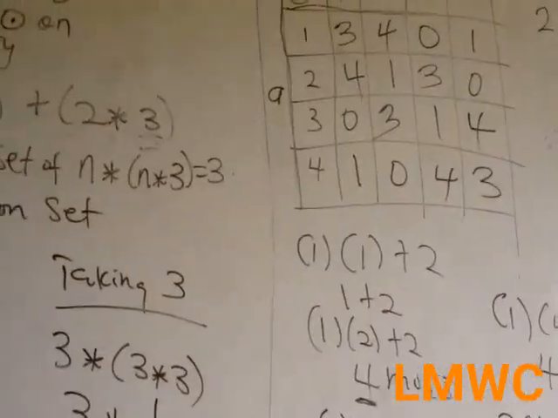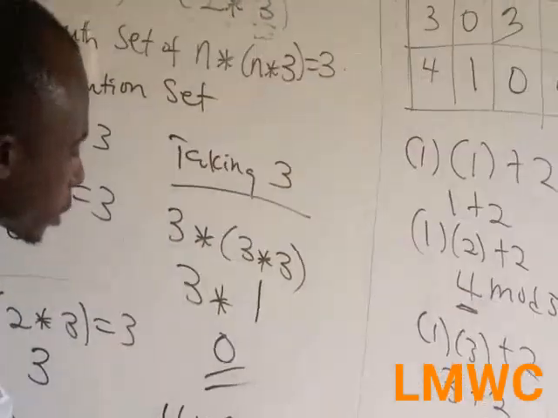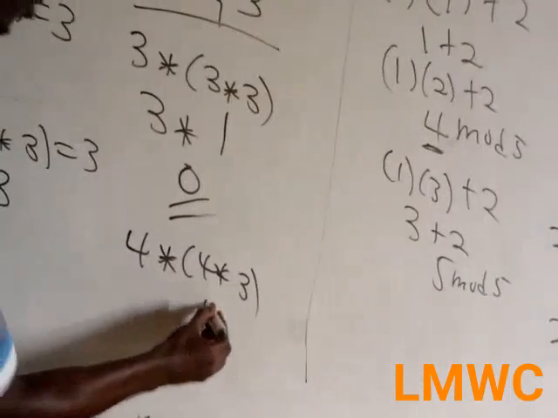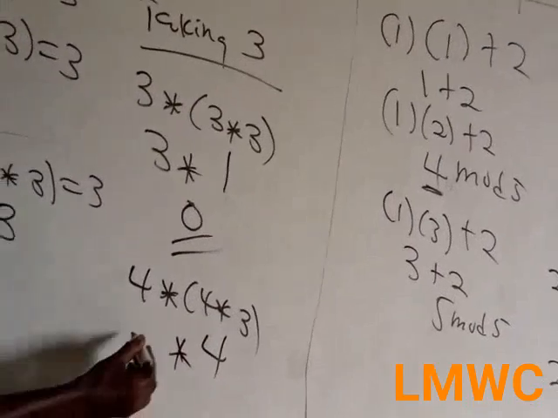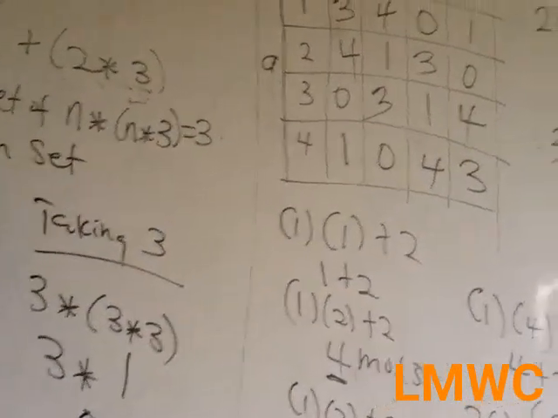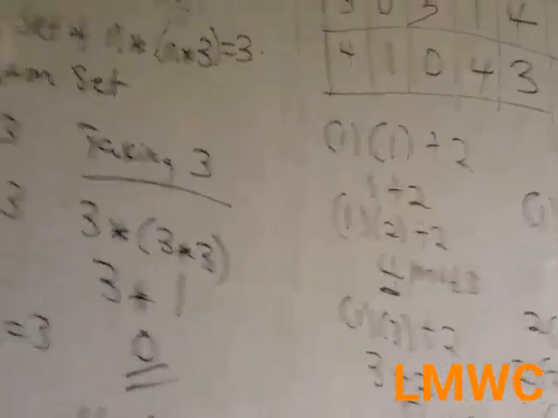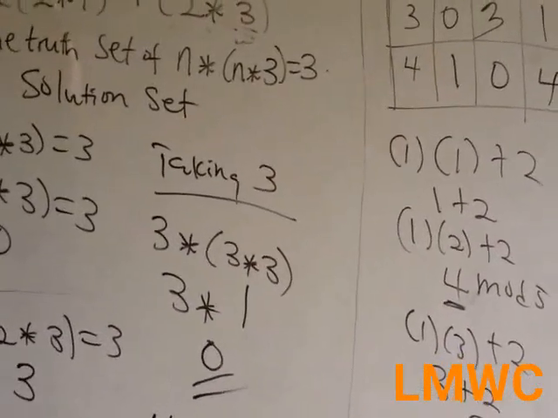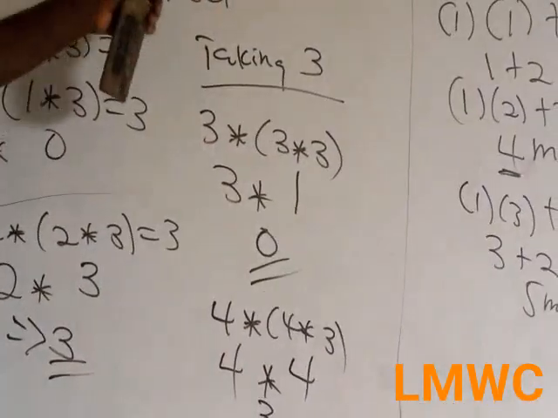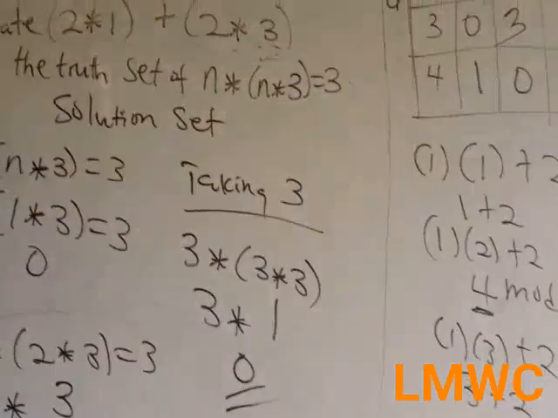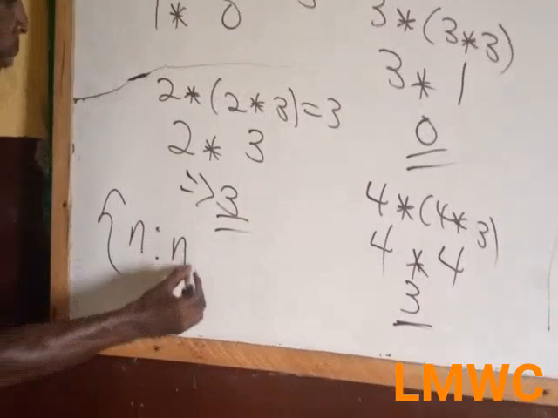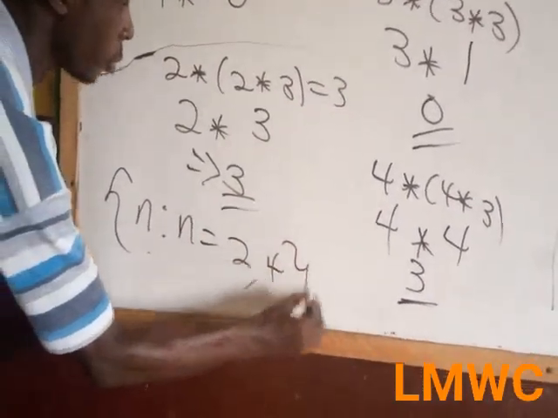Let's take 4. So 4 star 3. What is 4 star 3? 4 star 3 is 4. So you add your 4 to it, and 4 star 4, we have 3. You see, we have gotten another 3. This means our answers are 2 and 4. Because we substituted 2 and 4 into this, and we had 3. So hence, the truth set, you write it as n is equal to 2, 4.